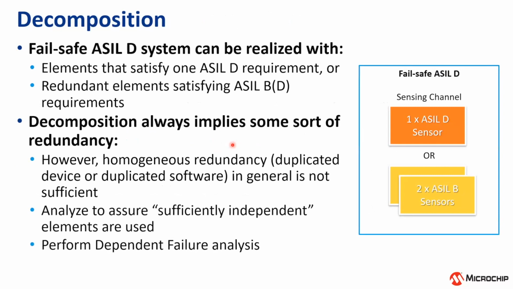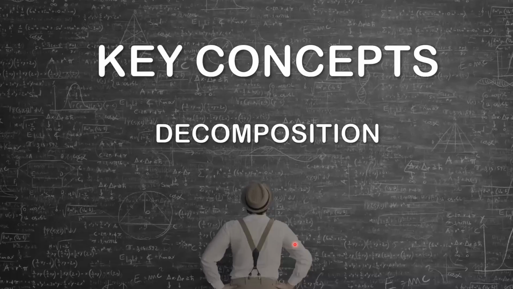So when we're done with our decomposition, decomposing the requirements and proposing an architecture, we have to make sure of a couple of things. We have to make sure that we're sufficiently independent, meaning that there aren't any common cause failures. And then we need to also perform a dependent failure analysis. This is an important one for software. So the concept there is decomposition.